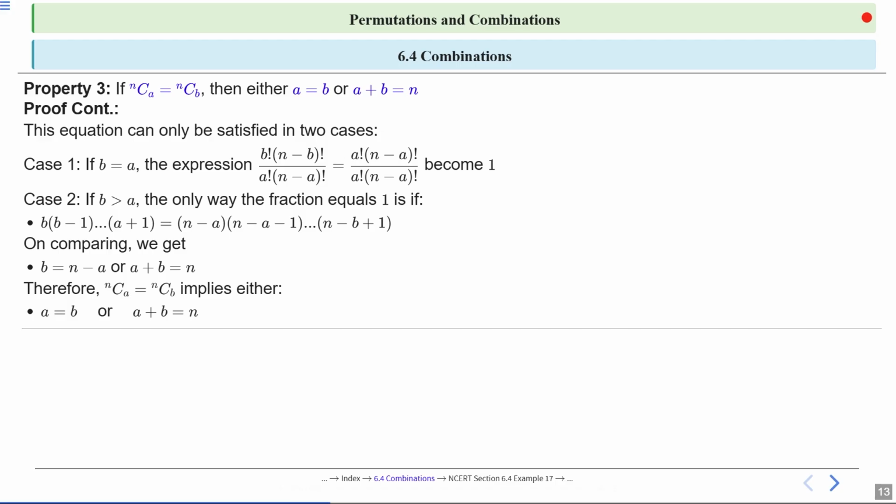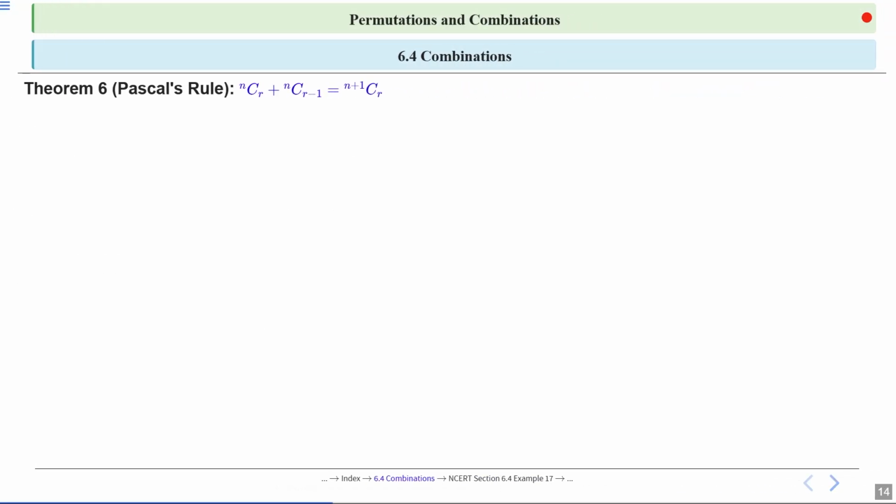Clear? I think this property is clear to all of you. Now, look at theorem 6. Theorem 6 is also called Pascal's rule, which is nCr plus nC(r minus 1) equal to (n plus 1)Cr. Let's prove this theorem. So take LHS. LHS is equal to nCr plus nC(r minus 1), and RHS is (n plus 1)Cr.